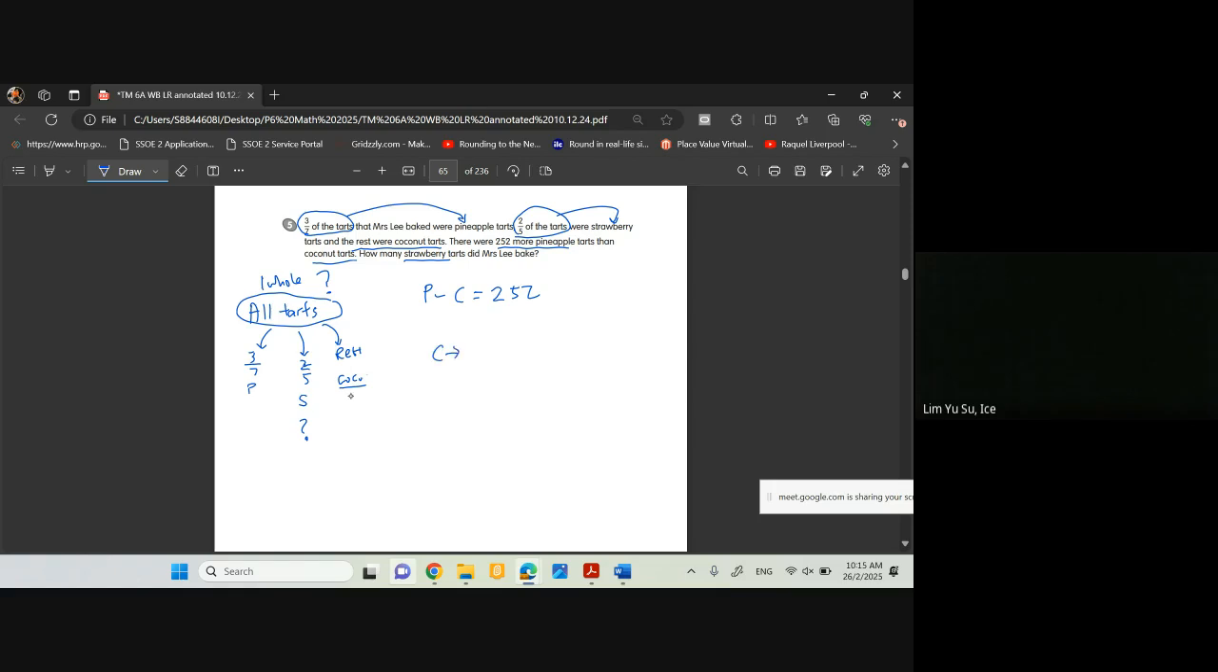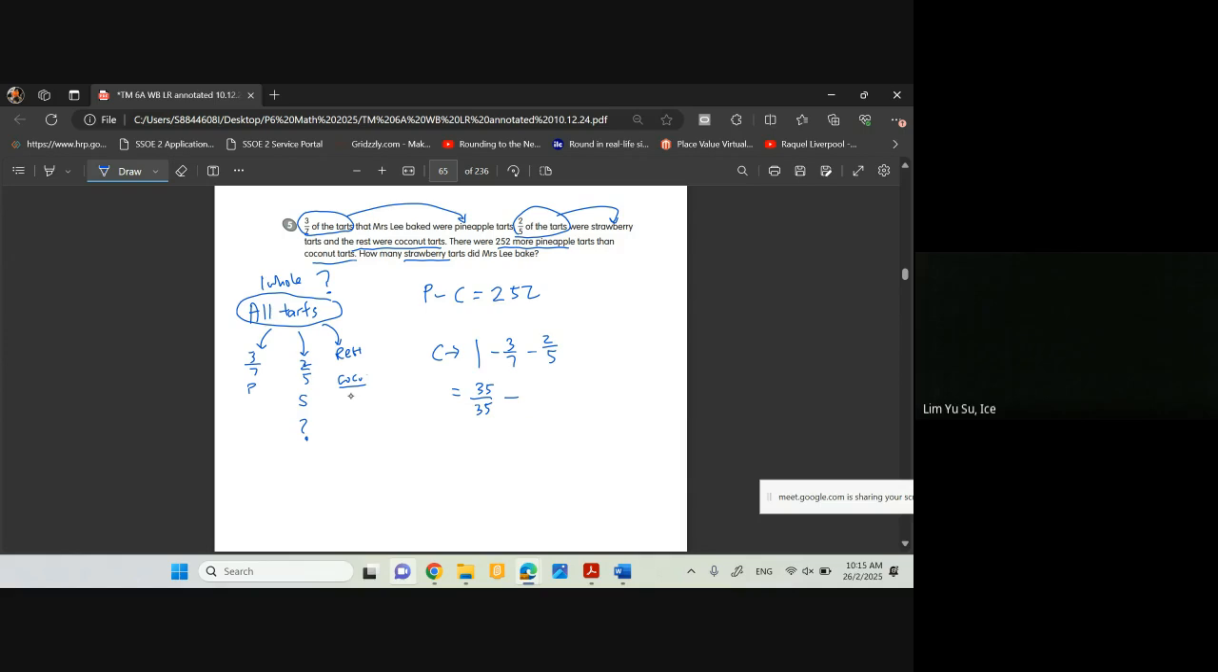Coconut fraction will be 1 whole minus the pineapple, which is 3 out of 7, minus the strawberry, that is 2 out of 5. Now, what do you think the denominator will be? 35, you are right. Can you see why I don't want to draw a model first now? How many parts do you think I will draw? 35 parts. So I'm not going to draw a model because it's 35 parts. But if it helps you to be able to see, yes, you can draw 35 parts, okay?